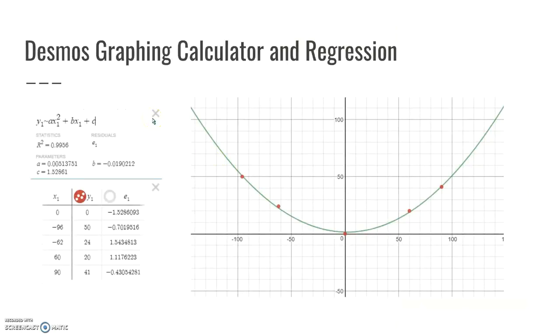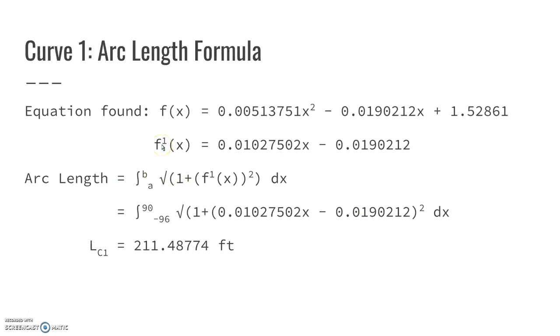So using Desmos, I was able to find the curve by using regression. Desmos had a very easy to follow tutorial as well as a very easy to use program. I was able to enter values in a table, and then using regression I was able to find this graph. And with that graph I was able to find an equation, with it being f of x equals 0.00513751x squared minus 0.0190212x plus 1.52861.